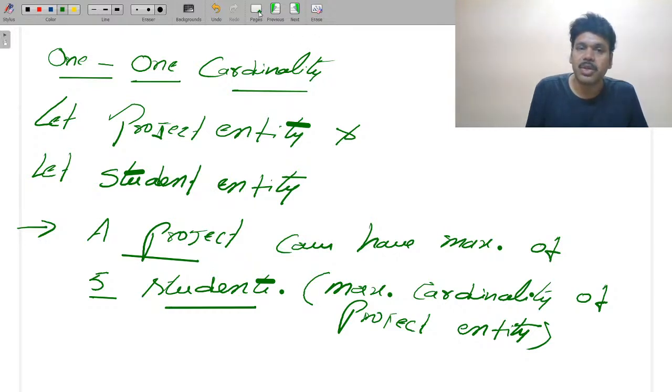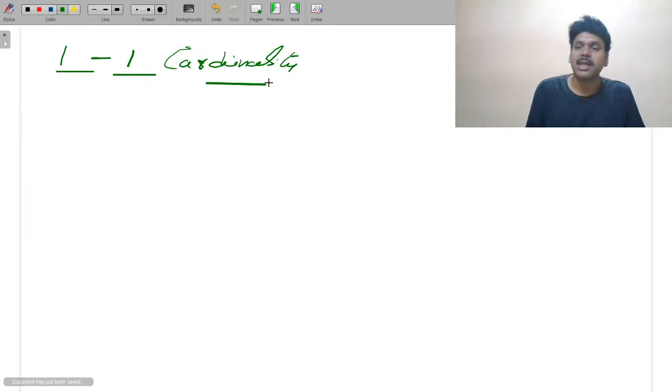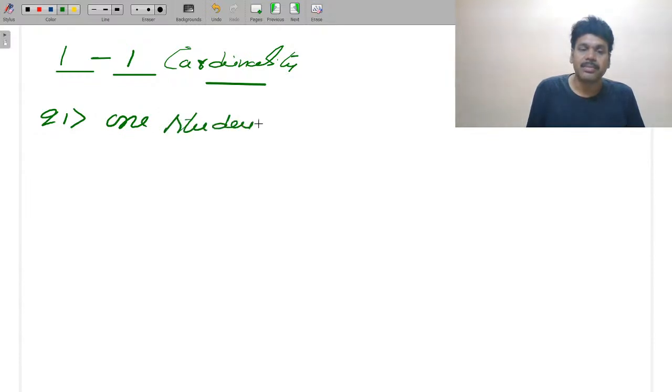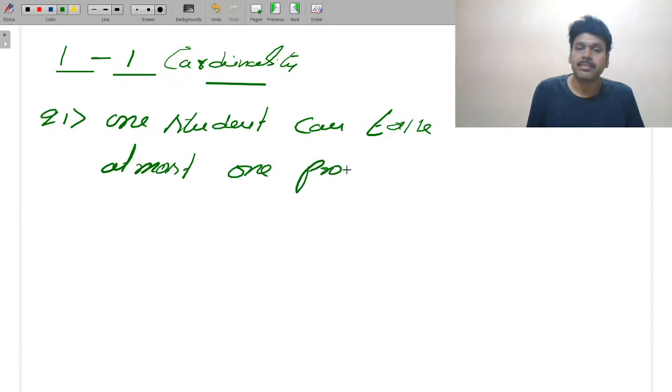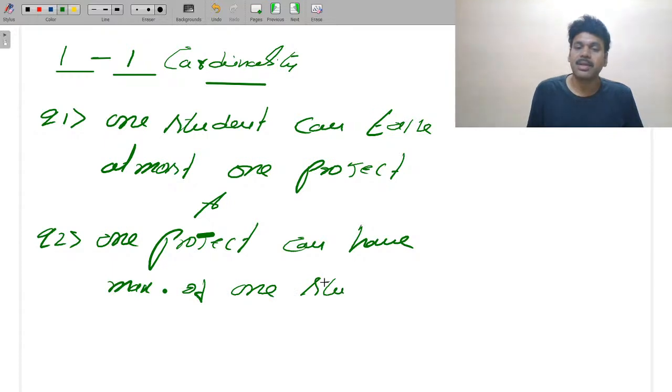And the other one, if we are talking like this, I'm talking about again 1 is to 1 cardinality. So, what is the meaning of 1 is to 1 cardinality? The condition is like this. The condition is one student can take at most one project, maximum one project, and condition number two, one project can have maximum of one student.